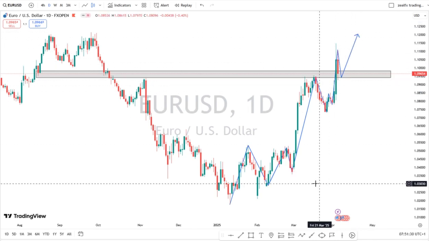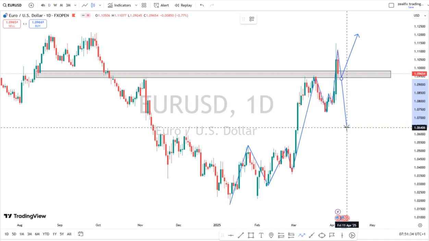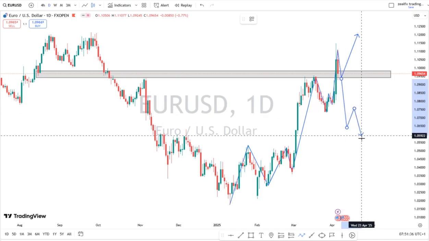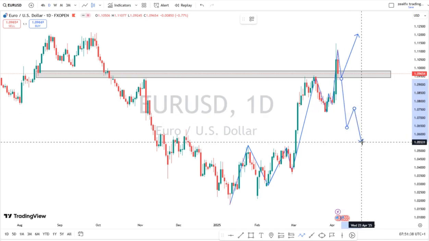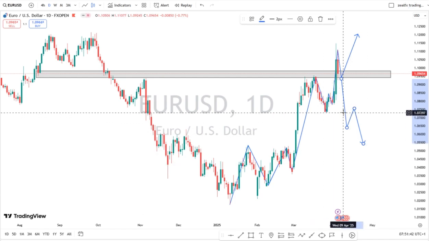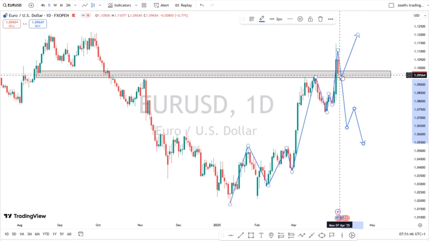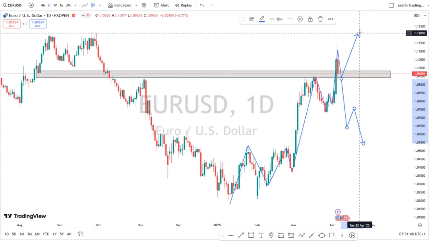For the selling scenario, we'll be looking for price to come below this level before we look at selling the Euro USD. So we look for a selling scenario when price breaks below this level. For now, our structure still remains uptrend for the Euro USD.